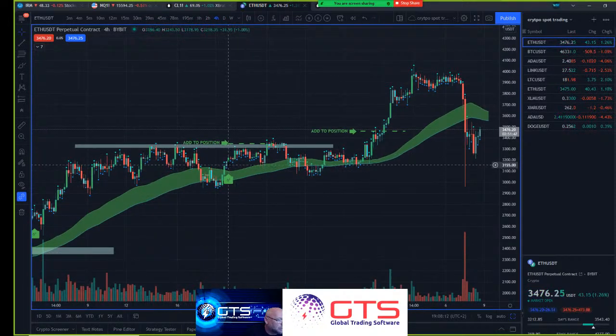We get a 6-star buy here. So I would look to go above that resistance, which I did. It comes back. Stay in. Get another 6-star buy. Boom. Away we go.